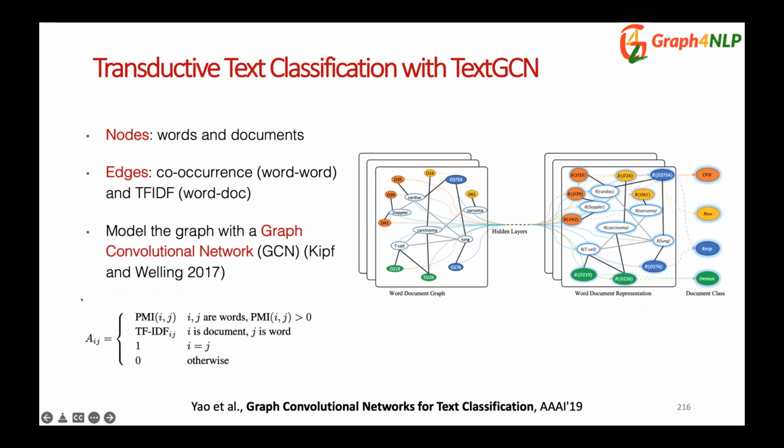You can see that this is the adjacency matrix of the graph. If both nodes are words, they calculate the PMI. If i is a document and j is a word, they calculate the TF-IDF. And if they're similar, the weight is 1, otherwise it's 0. In this way, document classification becomes node classification in such a graph.